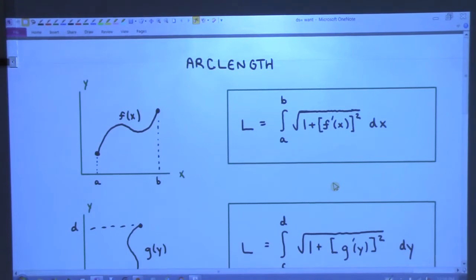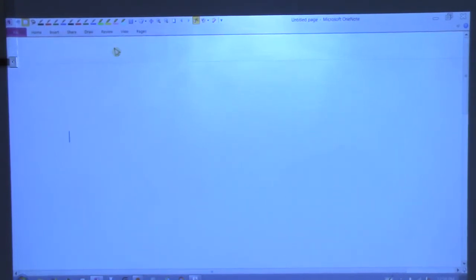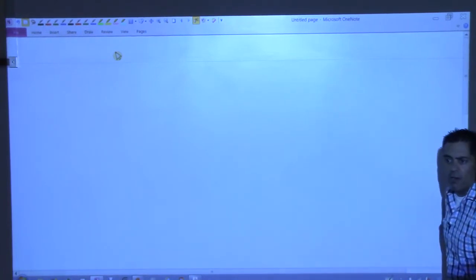So last class we started talking about arc length, right? And I actually was able to show that the circumference of a circle is 2 pi r. That's kind of where we finished up.